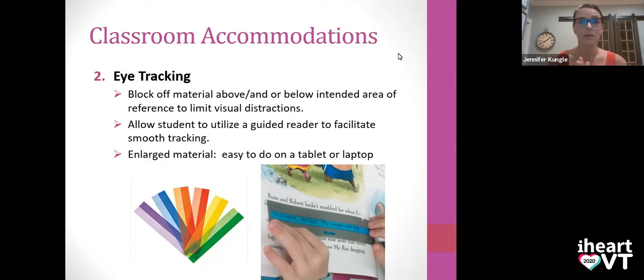I did recently see somebody post online that there is an online version of this guided reader that highlights one row at a time. I wasn't able to write down the name of it when I saw it really quickly, but that would be something to Google, as they do have some electronic version of this now. So that would be really nice to try.